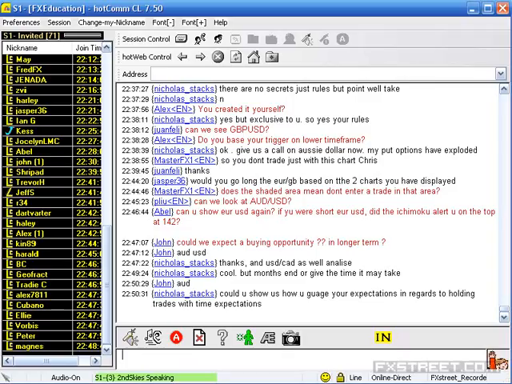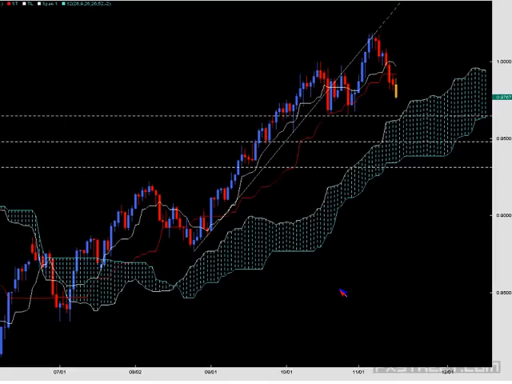Aussie. Could we expect a buying opportunity in the future? Yes, you could. Aggressive would be here. These Fibonacci levels are decent. I personally really wouldn't want to get long Aussie until about here, 9,200. That would probably be the first place I'd really want to get long. In fact, that was in my interview.